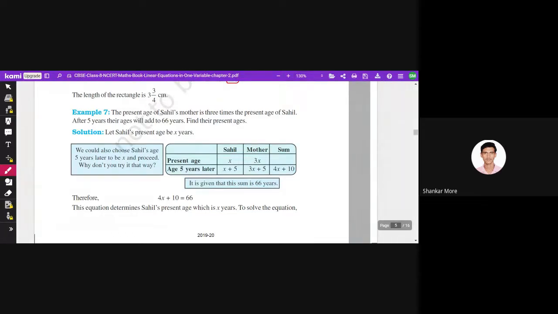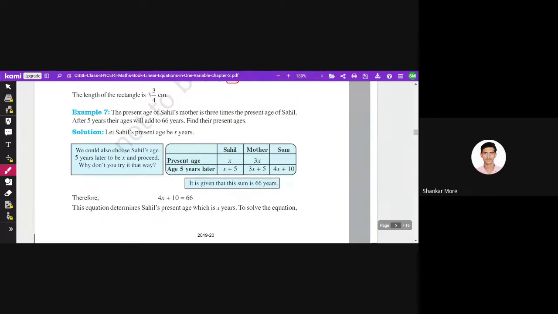So what will be Sahil's mother's age? What will be Sahil's mother's age, students? If Sahil's age today is x, then the mother's age is going to be 3 times Sahil's age, that is 3x. Very good. So x and 3x are the present ages of Sahil and his mother.